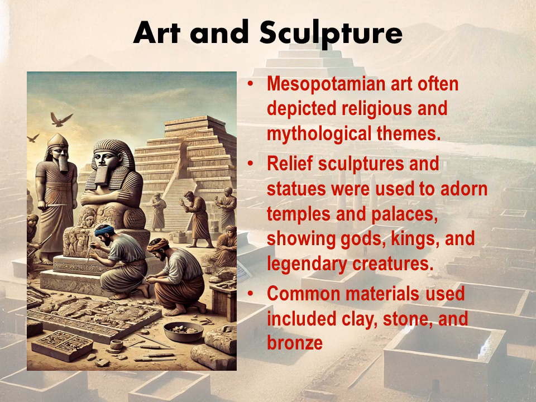Common materials used included clay, stone, and bronze. So, what were the materials with which statues and sculptures used to be constructed? They were clay, stone, and bronze. Bronze is an alloy made by combining tin and copper.